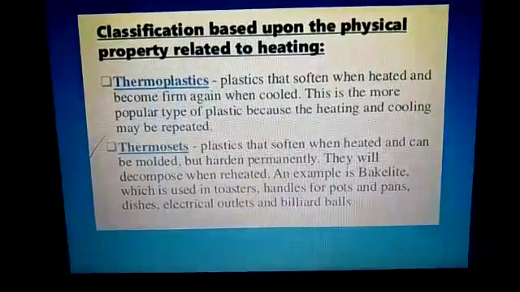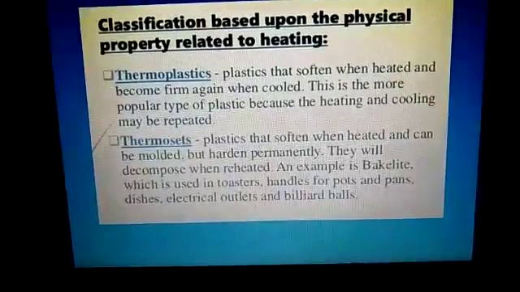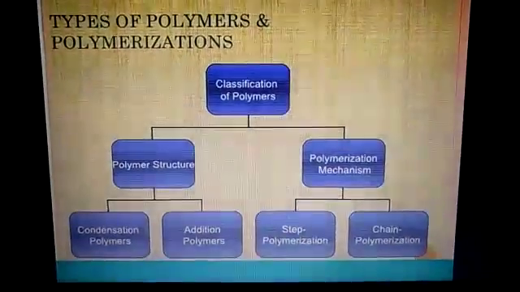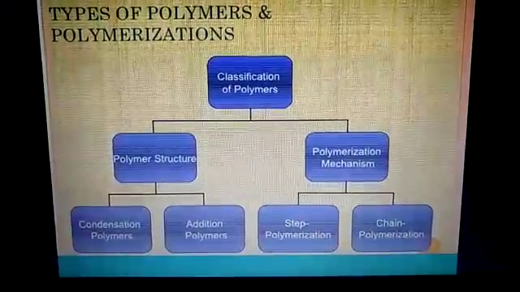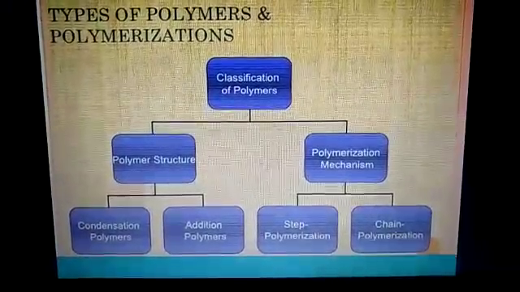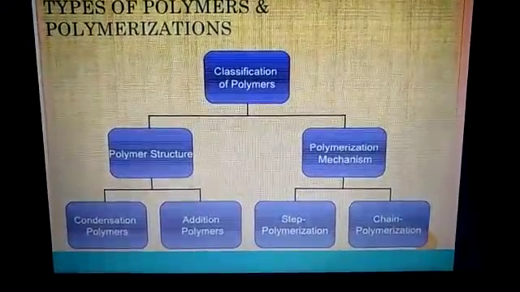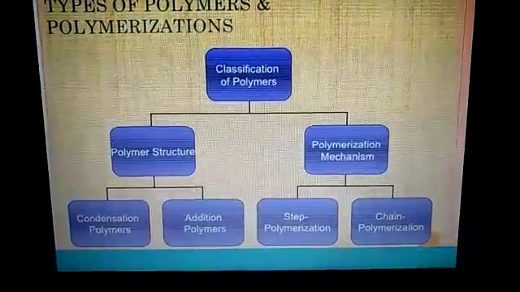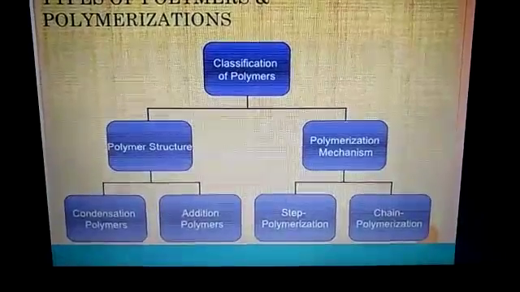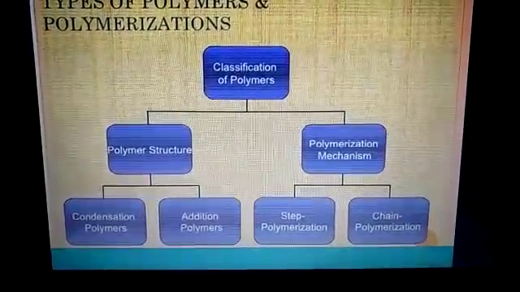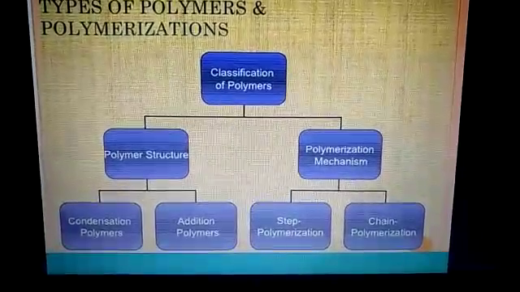Now the classification of polymers that we have observed already is on the basis of heating, that is thermoplastic and thermosetting. Now these are the types of polymer and polymerization: classification by polymer structure and polymerization mechanism. In polymer structures we have condensation polymer and addition polymer, and in mechanism step growth polymer and chain growth polymer. This is the polymerization mechanism, step growth and chain growth polymerization, that we will study later on.